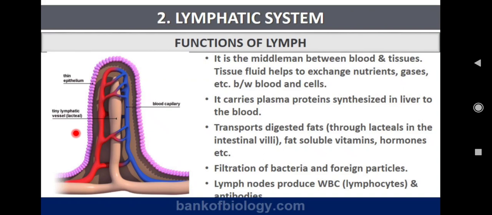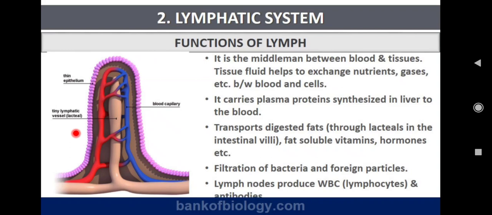This lymph transports digested fats through lacteals in the intestinal villi. Okay, so fat soluble vitamins, hormones, etc. will be transported through the lymph only, which are produced in the villi. Then filtration of bacteria and foreign particles, because the lymph consists of some phagocytes. Phago means eating, cyte means cell, cell eating. So they have the capacity to eat bacterial cells and foreign particles that come inside. Then these engulf them.